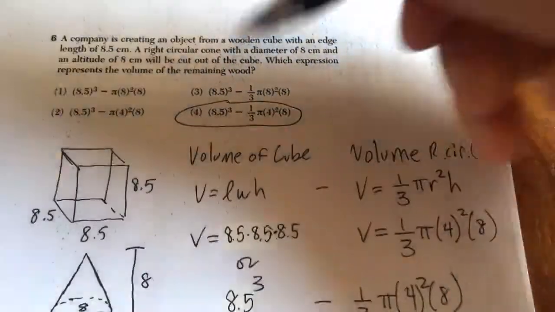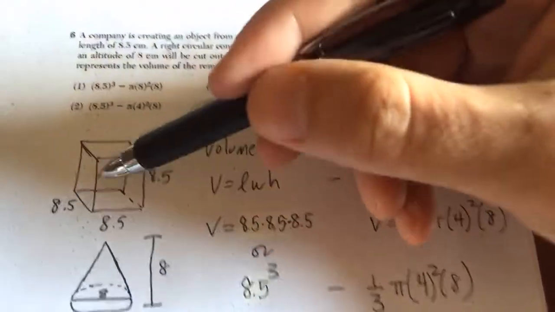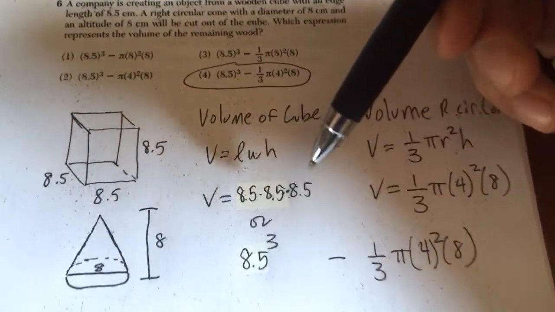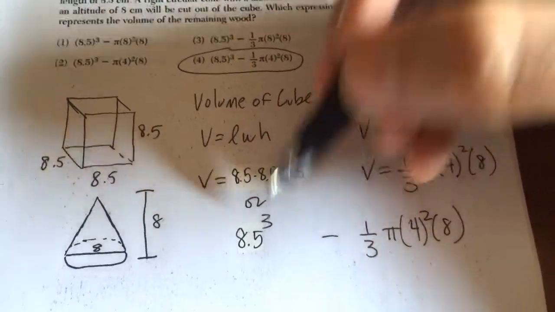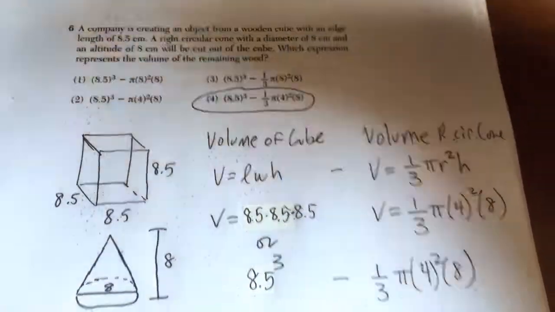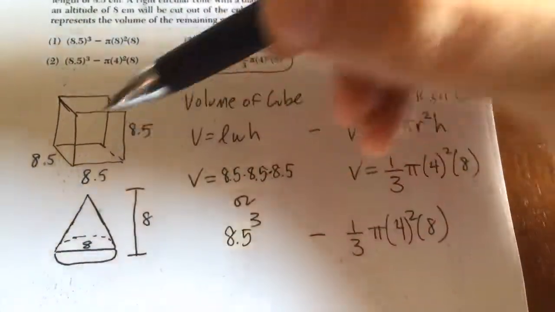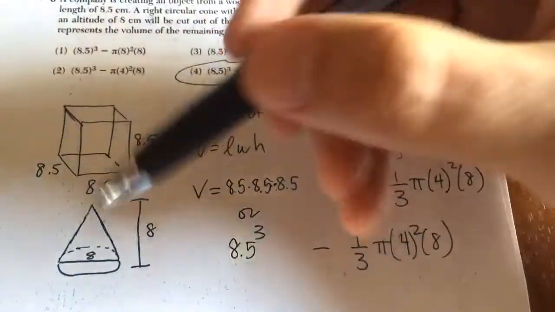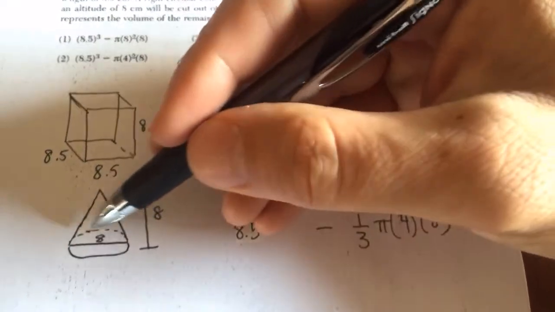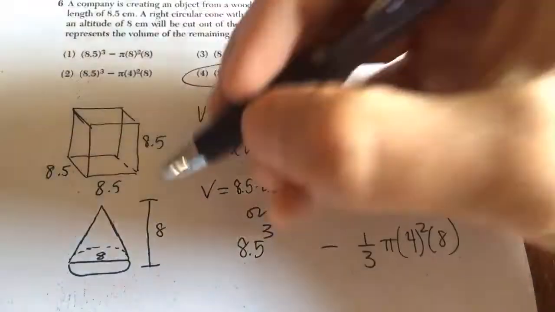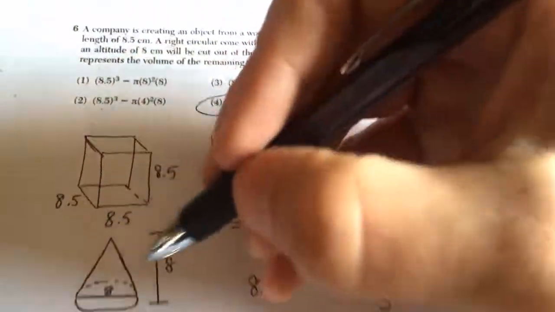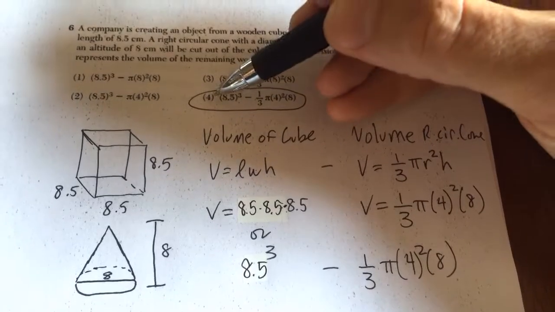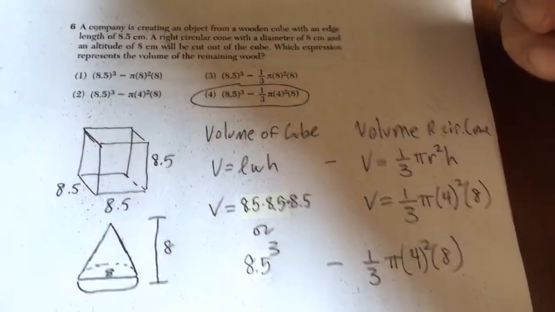For number 6, to solve this problem, what we're going to do is find the volume of the cube. Here's my cube. We know each side is 8.5, so length times width times height is 8.5 times 8.5 times 8.5, or it's the same as 8.5 to the third. If you notice, all of these choices have that. Now we have to find the volume of this circular cone, part of my drawing. You have 1/3 pi r squared h. Well, we know that my radius is going to be half of 8, so it's going to be 4. And the height, as described in the word problem, is going to be 8. So using your knowledge of the formula, choice 4 is your only appropriate choice.